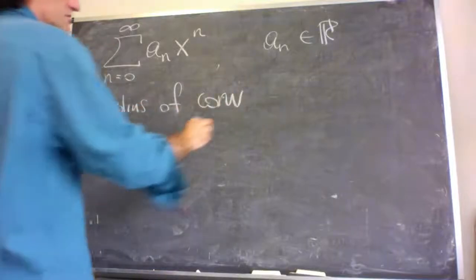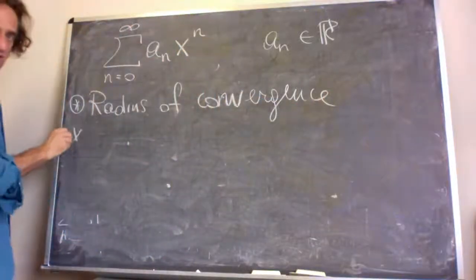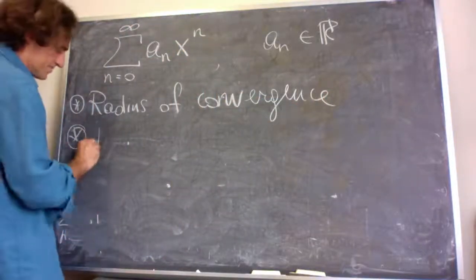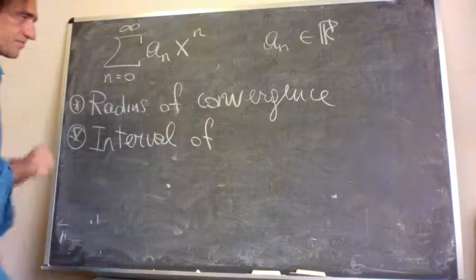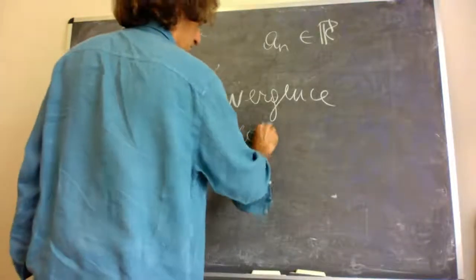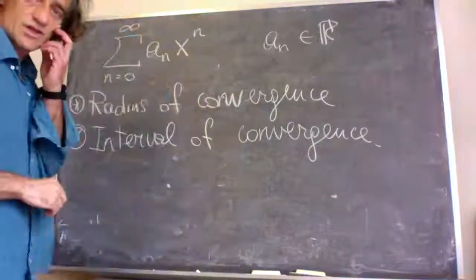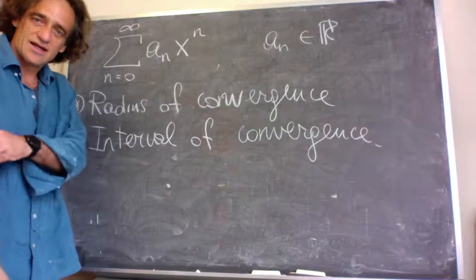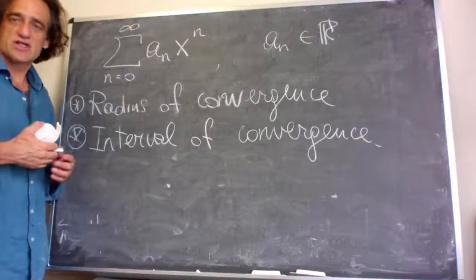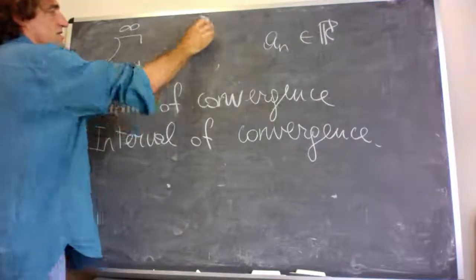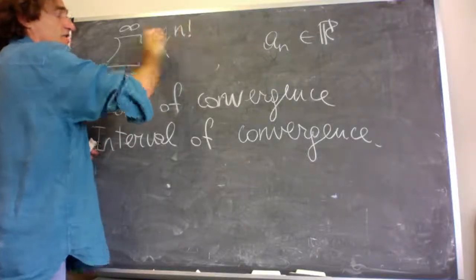First question. And the second is the interval of convergence. Okay, these two questions are the usual ones, and what I propose to you as an exercise today is this: the sum of x to the power n factorial.